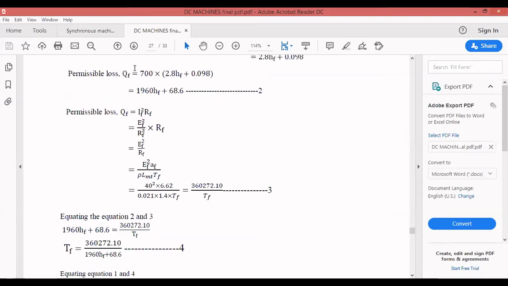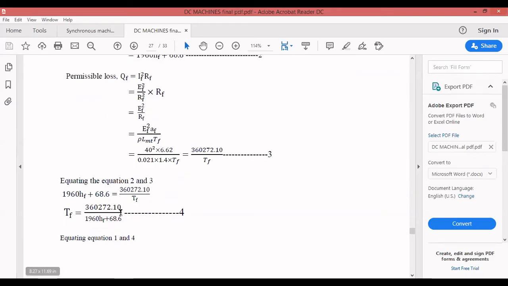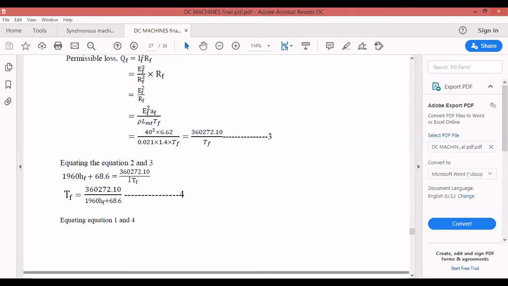From equation 2, QF is equal to this term, and also QF is equal to this term. So equate 2 and 3. If you equate 2 and 3, what you get here? 1960 HF plus 68.6 into this value. So you calculate for TF. TF is equal to the entire large value divided by this term. Take that as equation 4. Now what do you do next? Equating equation 1 and 4.